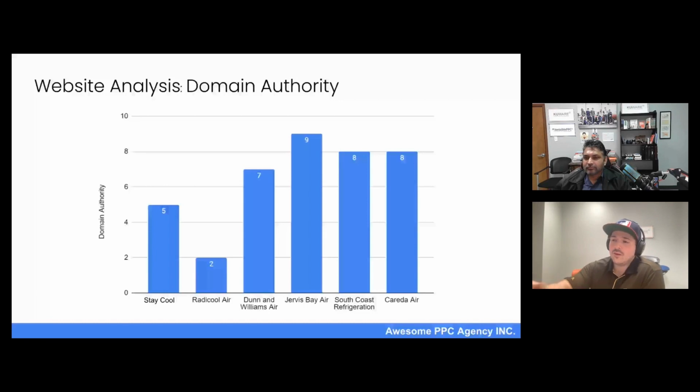So in terms of how they're doing in comparison, not a great domain authority, but they're at least not the worst. Not the worst by a margin. Okay, going into backlinks, they're struggling.